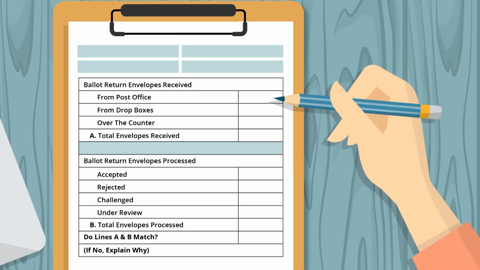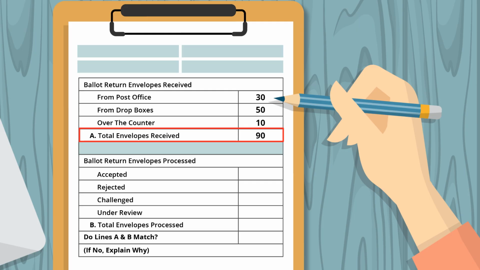First, record the total number of ballot envelopes received through the mail, from drop boxes if applicable, and from voters who came into the election office to drop off their ballot. Add those numbers to get the total. In this case, there are 90 ballot return envelopes received. That number is entered on line A.